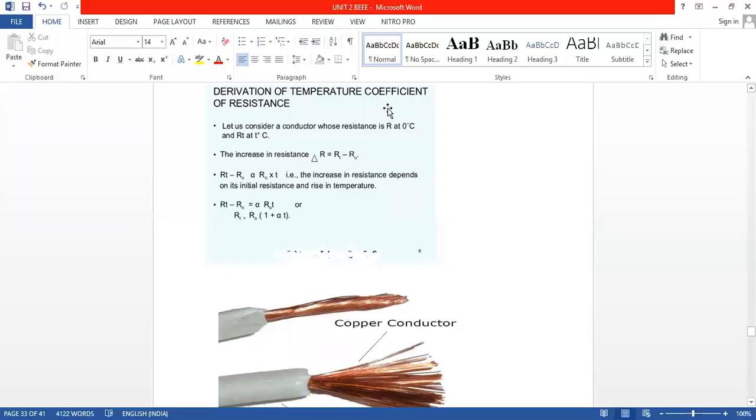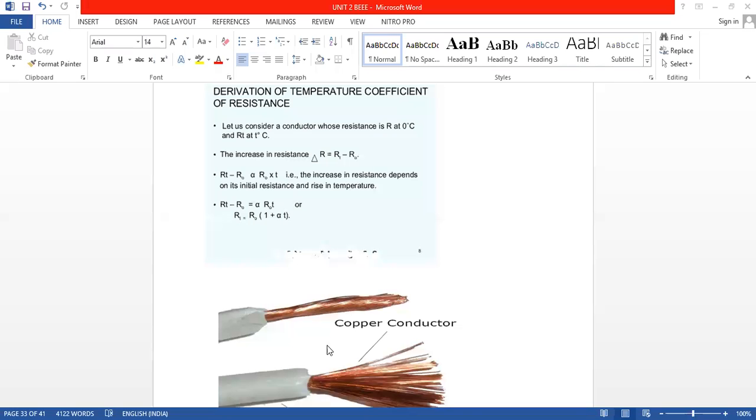So what is the difference? The increase in the resistance, delta R, the change in the value of the resistance, is equal to the new resistance minus the initial resistance. Here they have written R, but you can also take it as R0. Let R0 be the resistance at 0 degrees centigrade, and Rt be the resistance at t degrees centigrade. The change in resistance is delta R, which equals new resistance minus initial resistance, that is Rt minus R0. I hope this is clear up to this point.